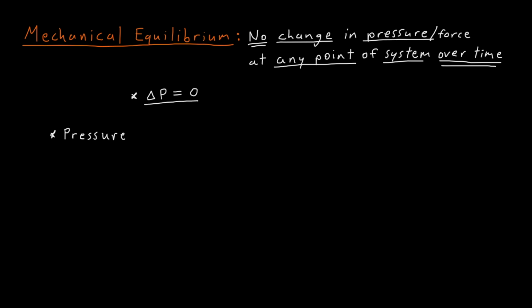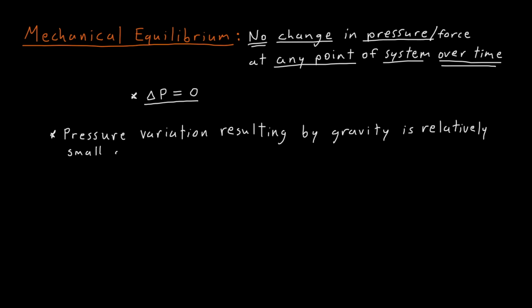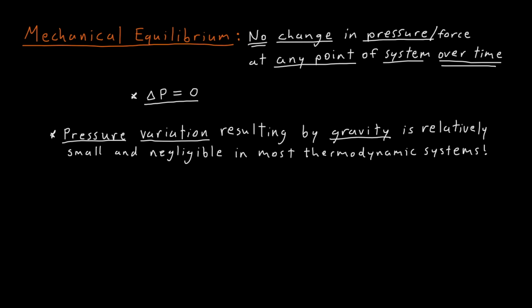Additionally, here we must also note that any pressure variation that results from gravity is relatively small and oftentimes negligible. So pressure variation resulting from gravity is relatively small and negligible in most thermodynamic systems. So for instance, any pressure related to any difference in potential or height will oftentimes be negligible, as this is of course related to gravity.